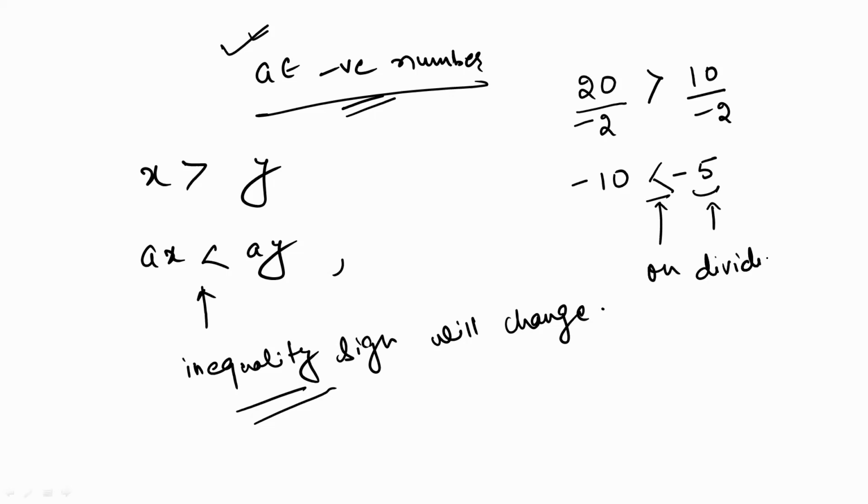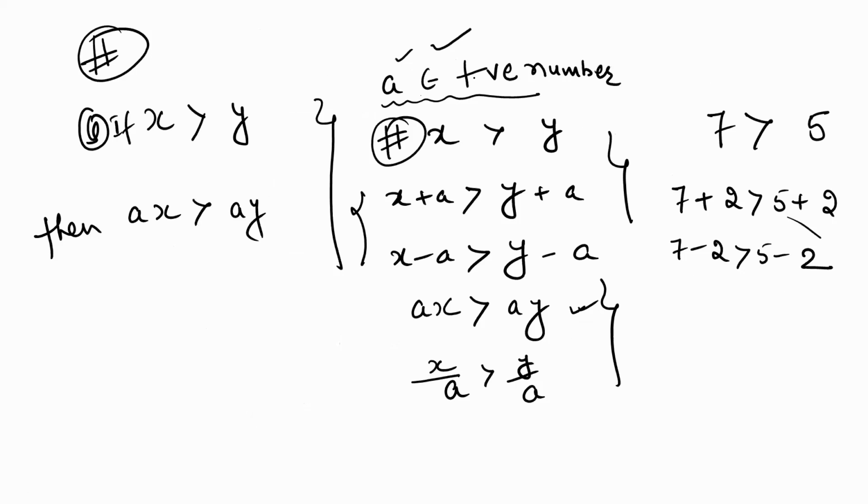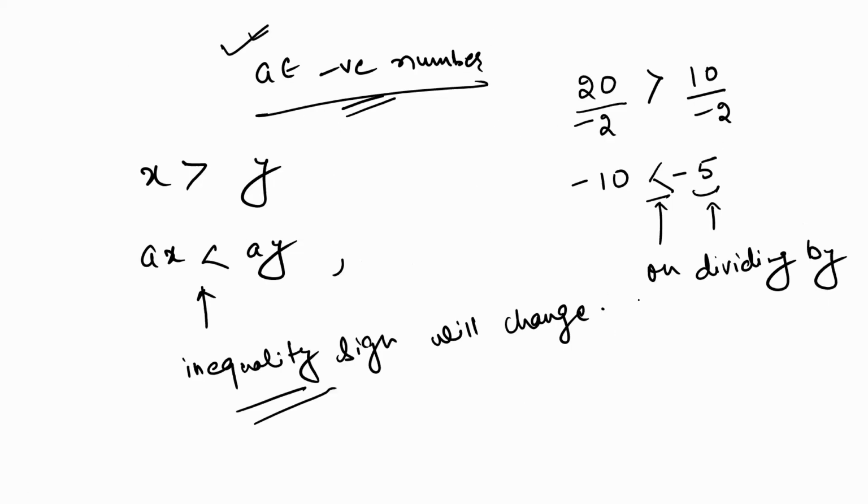And if we are dividing by a positive number, supposing 2, then it will not change. It will just be 20 divided by 2, which is 10, and 10 is greater than 5 only. Nothing will change. And if we are dividing by a larger number, like 20 divided by, supposing, 1000.